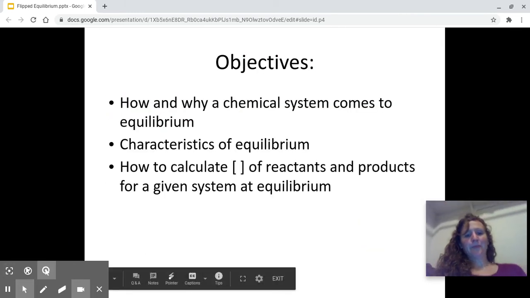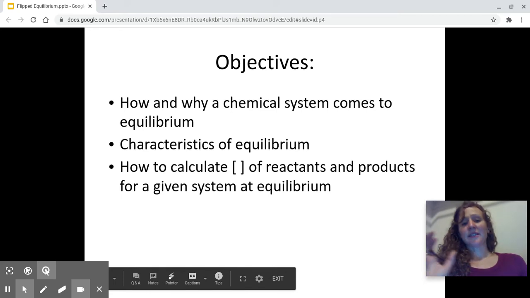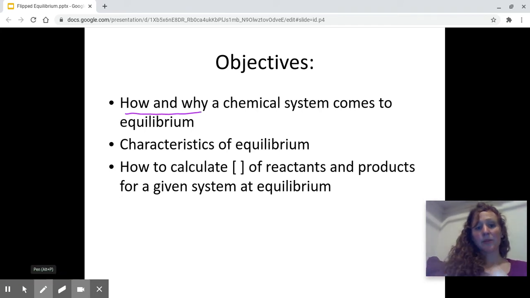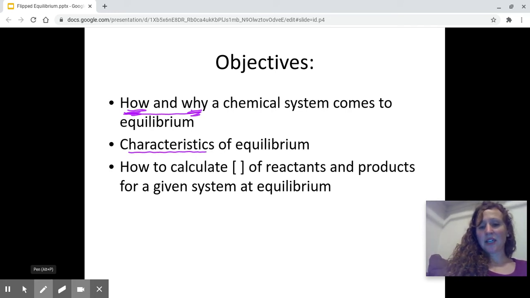Okay, so all of this comes together to describe a couple things. These are the concepts we want to come out of this chapter with: how and why a chemical system comes to equilibrium, what equilibrium looks like and what characteristics are present when we hit equilibrium, and how we can actually calculate concentrations of reactants and products.